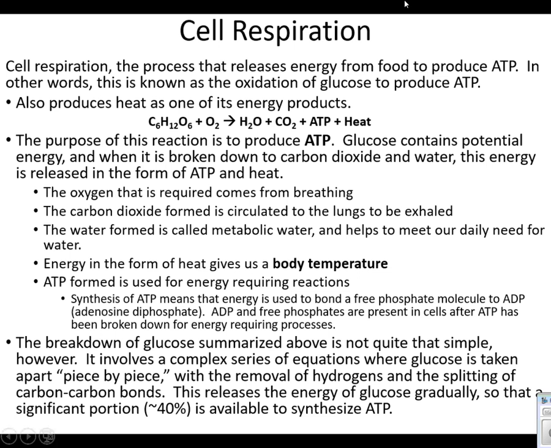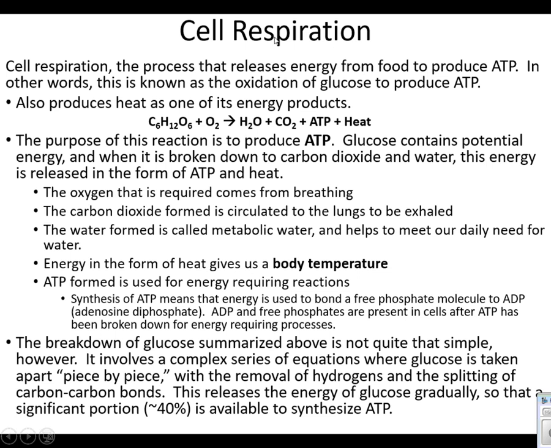That water that is produced, very little amounts, is called metabolic water. It helps actually meet some of our daily need for water, but are we going to survive on that alone? The answer is absolutely not. Obviously, we still have to ingest water, right? Whether you're drinking it directly or some other fluid that contains it. In actuality, a lot of our food is very, very watery, even though it might be really dry. Energy in the form of heat gives us a body temperature. We'll talk more about that at the end of the lecture.